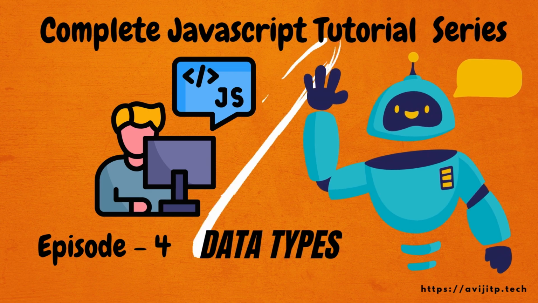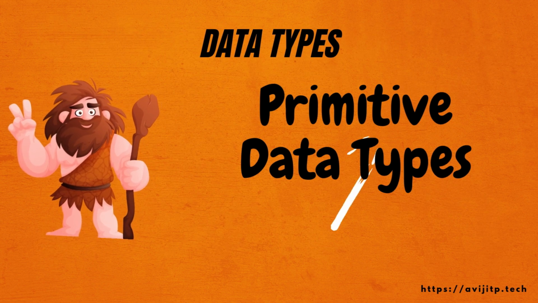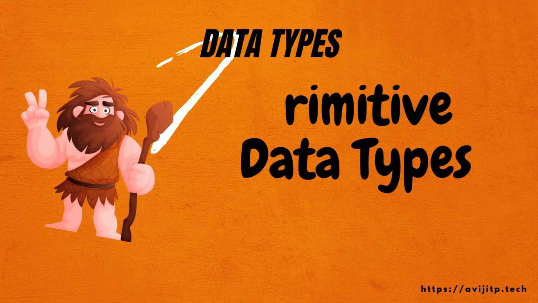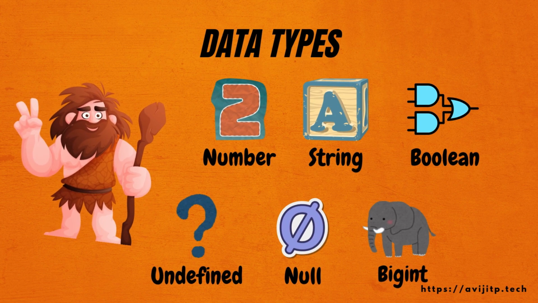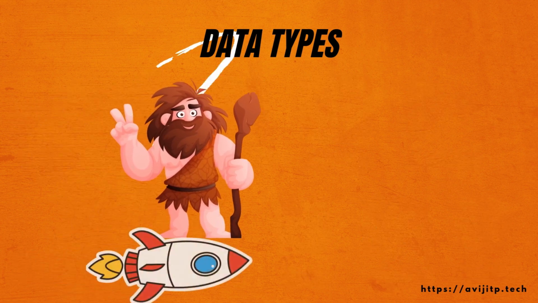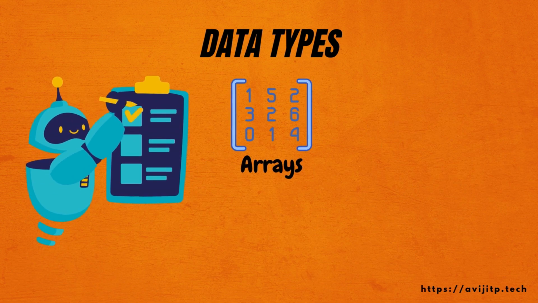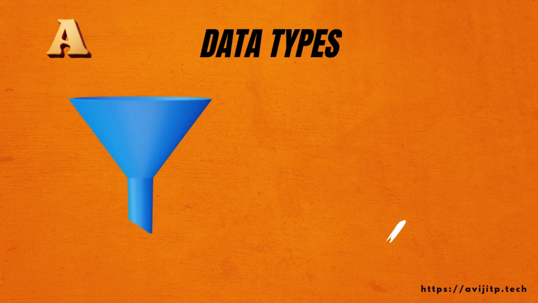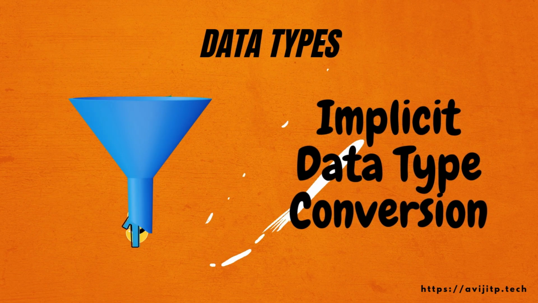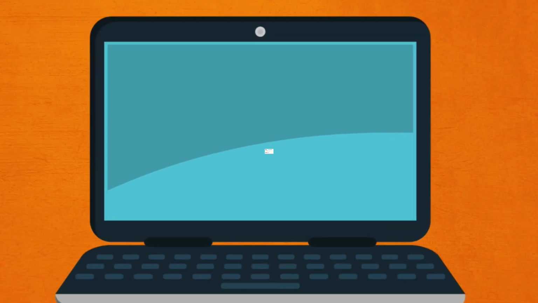In this episode, we will dive into the primitive data types and their key features. We will cover data types such as number, string, boolean, undefined, null, bigint, and symbol. We will also get the idea of reference or non-primitive data types such as arrays, objects, and functions. Additionally, we will explore implicit data type conversion and explicit type conversion. So without further delay, let's jump straight to the computer screen.